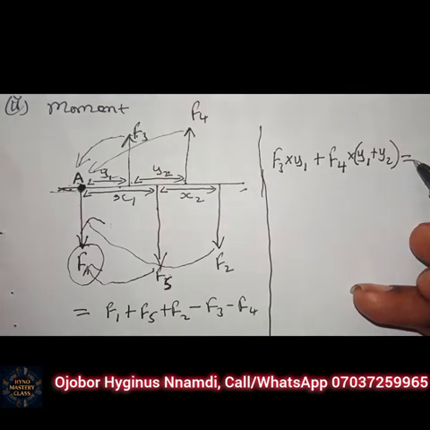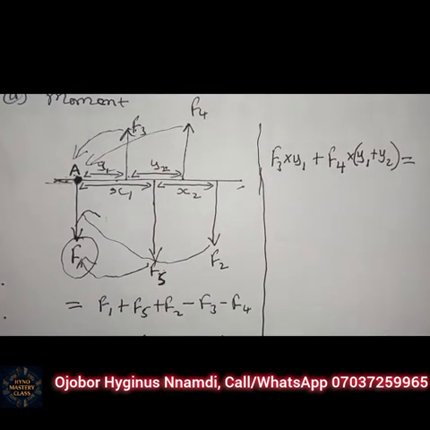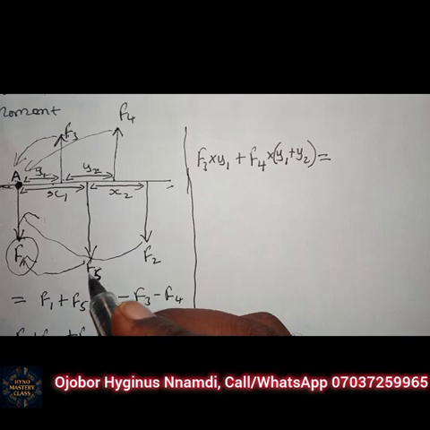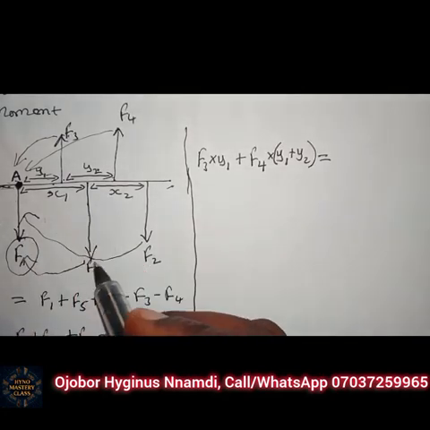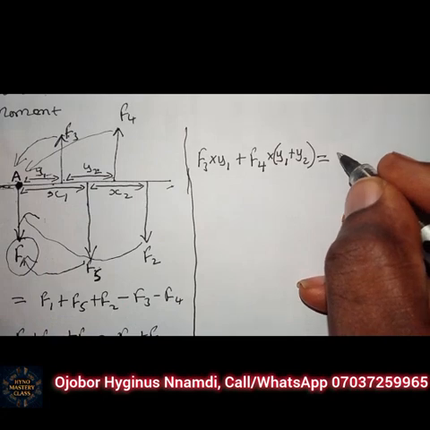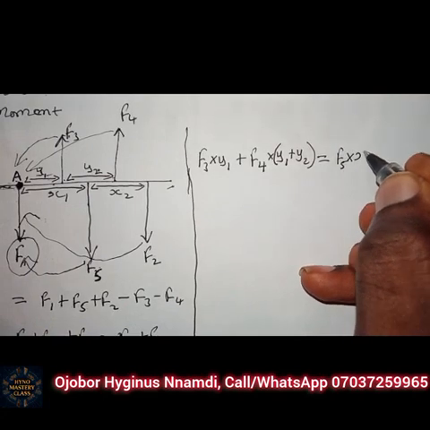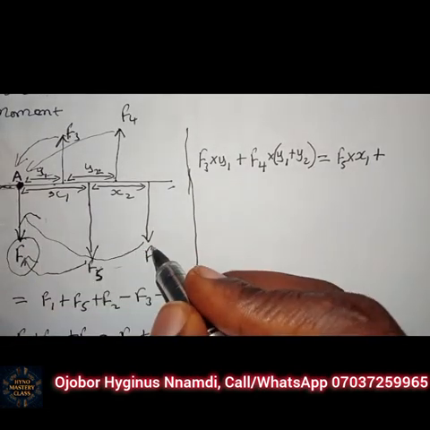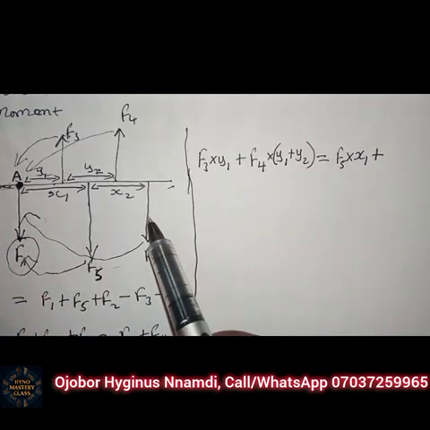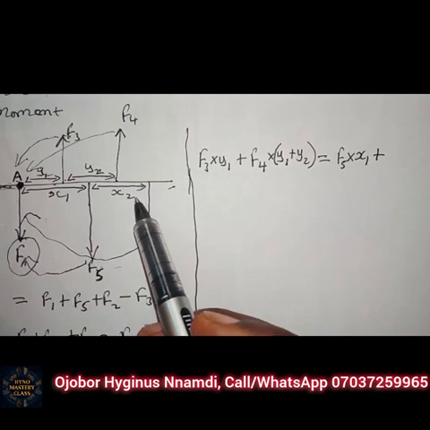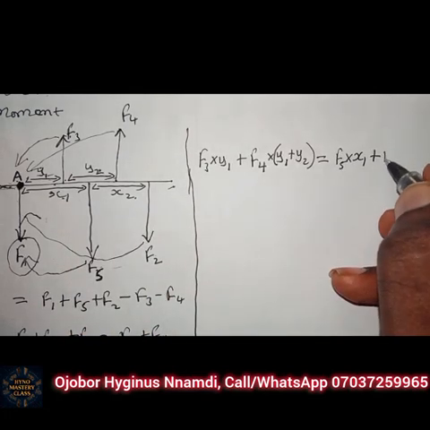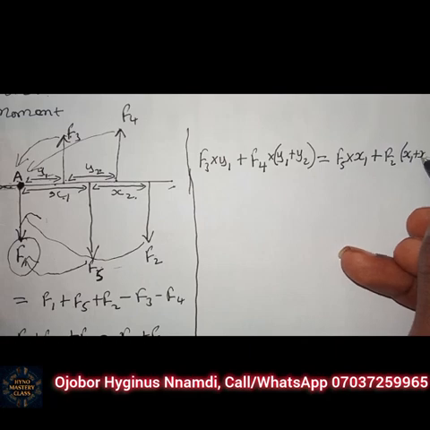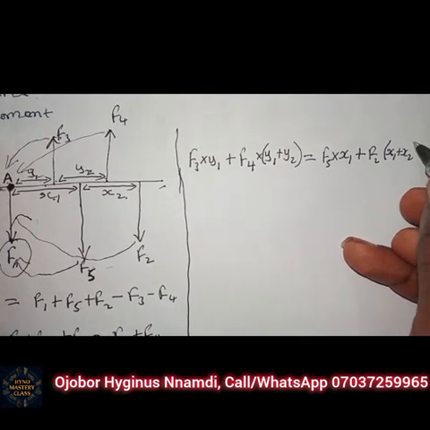We equate it to the moments in the clockwise direction. So how do we do that? If we take moments in the clockwise direction, the first one is this F5. F5 to A is F5 times the distance x1. So it is going to be F5 times x1. Then plus the second one, F2 to A, is going to be F2 times the distance. And if you look at the distance of F2 to A, it is x1 and x2. So it is going to be F2 times x1 plus x2, and that is what we have as the moment.